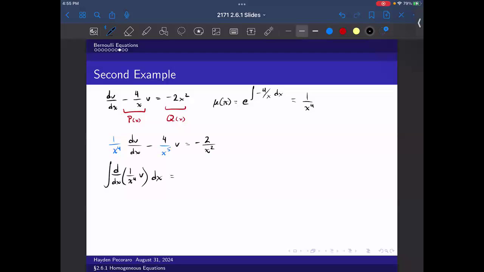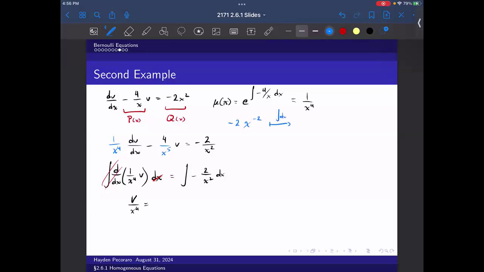Equals this antiderivative x squared dx. These cancel out. So we have v over x to the 4th power equals, antiderivative of that should be power rule. We got minus 2x to the minus 2.